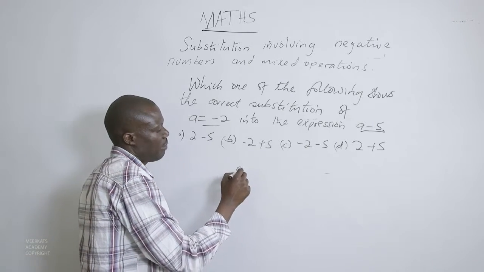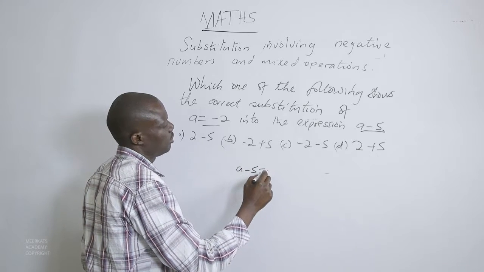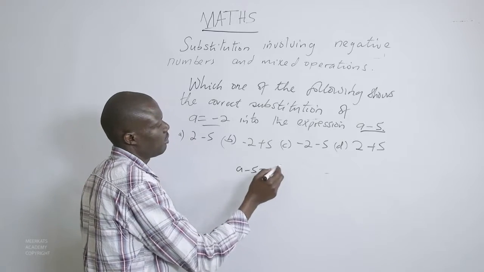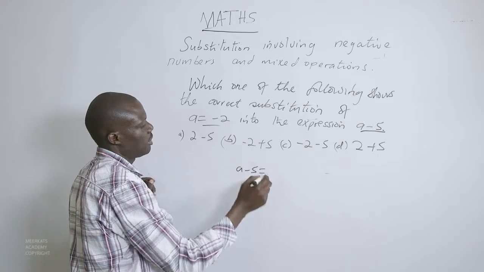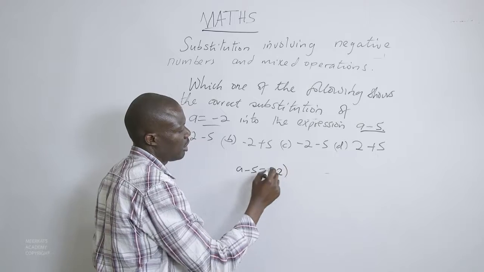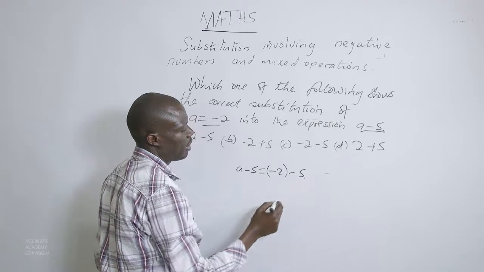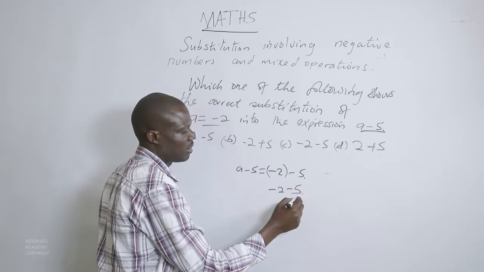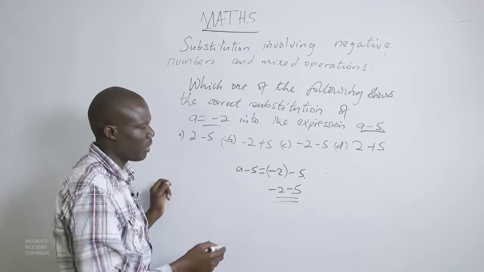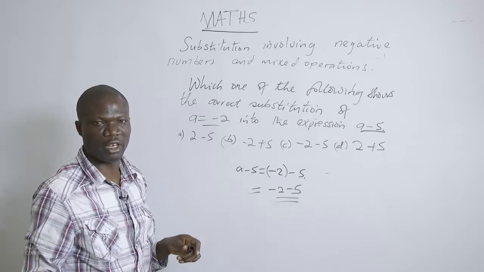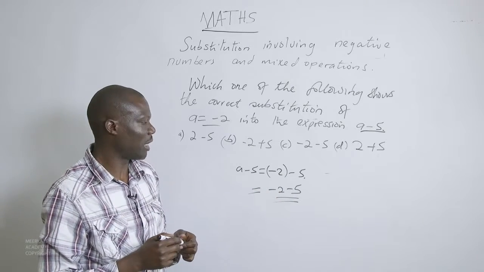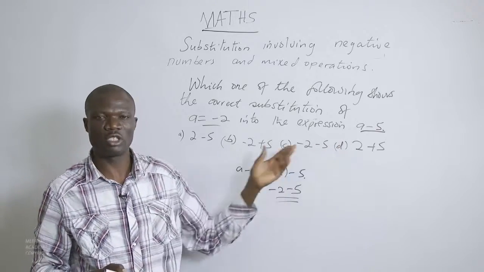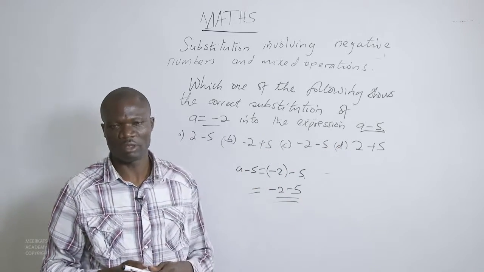So A minus 5 is the same as, substitute the values of A. A is -2, so it will be -2 inside the bracket and then minus 5. When you simplify that, it is simply -2 minus 5. We know the answer should be -7, but let us see. Is there an expression out of these choices we have that has this value?